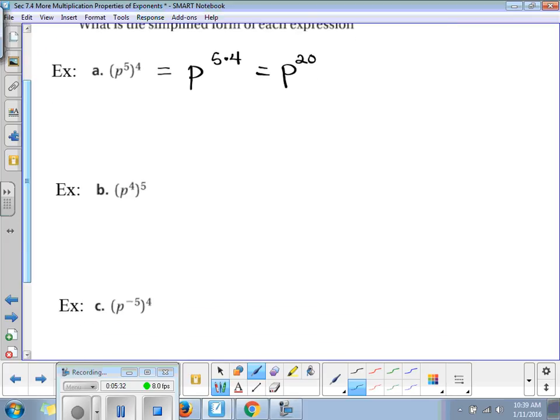Same thing, right? So here, this is going to be p to the 4 times 5, which is equal to p to the 20th. How about this one down here? That one's going to be p to the negative 20th. So that's p to the negative 5 times 4, which is equal to p to the negative 20th.